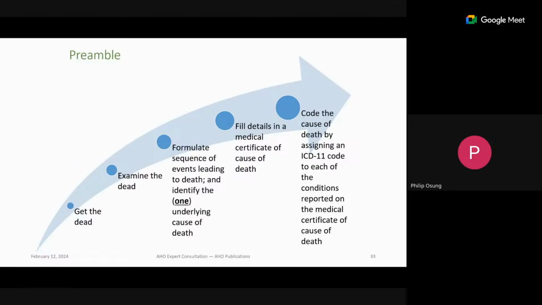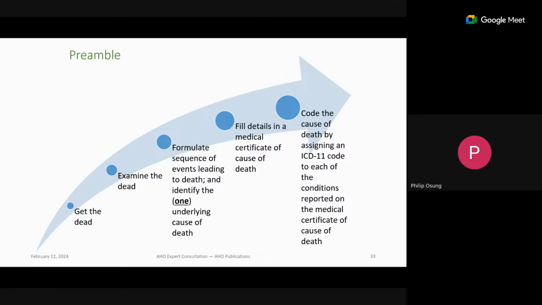Okay, so the way you would keep a record in a good mortality data generation system would proceed, in a simplistic form, this way. A death occurs either at a facility or in the community. The death is examined. Then there is a formulation of events leading to death. And this examination leads to identifying one specific cause of death. We fill in the details in the medical certificate of cause of death. And then we code the cause of death using a standard, which is the International Classification of Diseases. We have ICD-11 currently, but some countries are still using ICD-10. And then you code each of the conditions as reported in the medical certificate of cause of death. And this goes into the civil registration and vital statistics system.